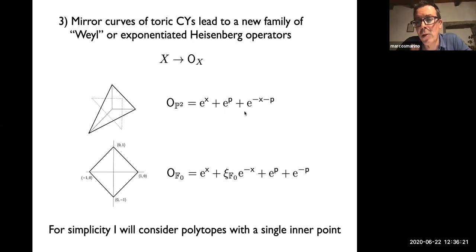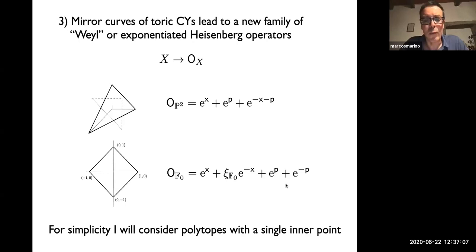For example, local P2 you can think of as a polytope which has three vertices. Each of these vertices gives you a monomial in this operator: e to the x, e to the p, and e to the minus x minus p. You can play this game with all the polytopes that appear in local mirror symmetry, so you can form operators naturally in this way. Sometimes these operators involve parameters. For example, local P1 times P1, or local F0, which is the local Calabi-Yau constructed on the Hirzebruch F0 surface, gives you an operator of this form, and so on.